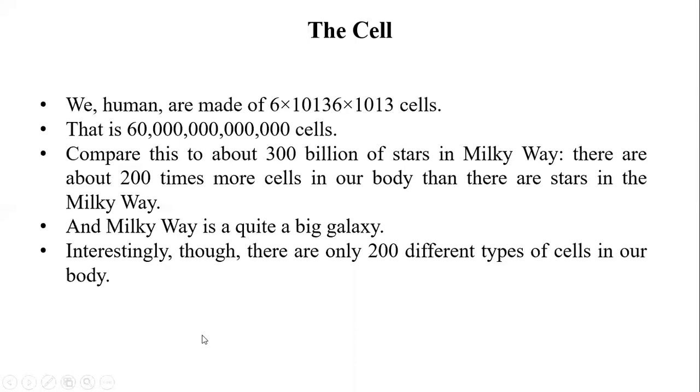So interestingly, there are only 200 different types of cells in our body. So you can see that 200 different types of cells are in our body, or just a collection of cells. And you can say this in calculated form: 60,000 of thousands of cells हमारी human body में present हैं.